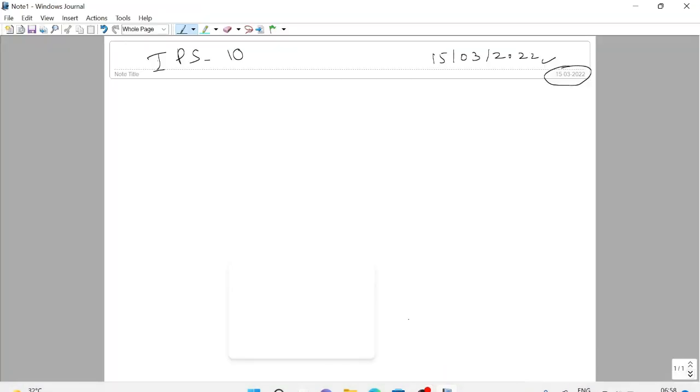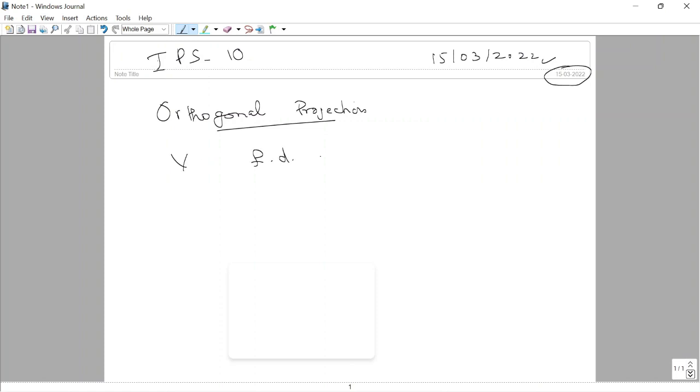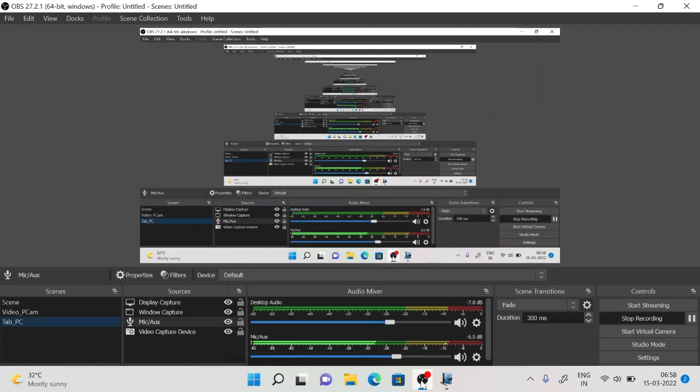The title I will call orthogonal projections. So let us assume V is a finite dimensional inner product space over F. F may be R or C. And suppose W is a vector subspace. All right. Or have I started recording? Yeah. Okay.